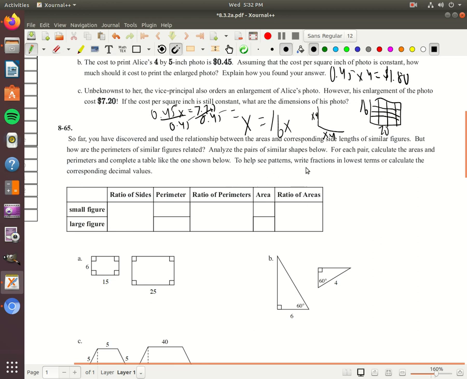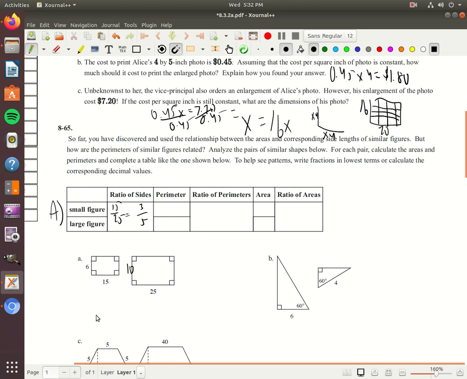To help see patterns, write fractions in lowest terms or calculate corresponding decimal values. I'm going to put an A right here because I'm going to change this when I do B, and I'm going to change this when I do C. So the ratio of the sides, well, it looks like it's 15 to 25, right? I can simplify that, right? 5 goes into both of these numbers, so it's actually going to be 3 to 5, right? And if it's 3 to 5, then this one is going to end up being 10, I believe, right?